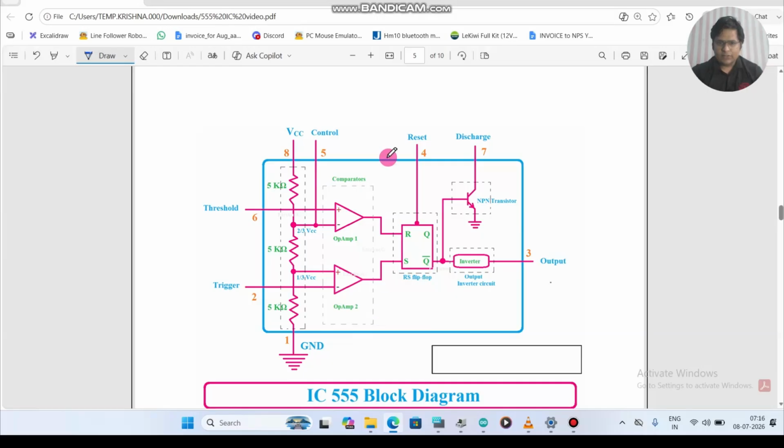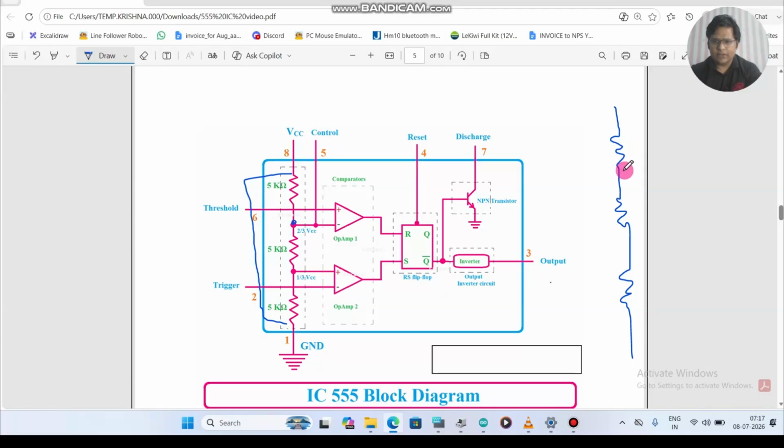As we understood, there are 8 pins in the 555 IC, and there are three 5 kilo ohm resistors. You can see all these 5 kilo ohm resistors are connected in series, and they are connected in a manner that creates two reference points, and this circuit is called a potential divider. For better explanation, I will break it down here. I'll take 3 resistors, 1, 2 and then 3.